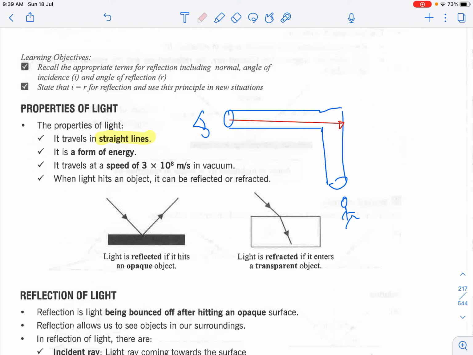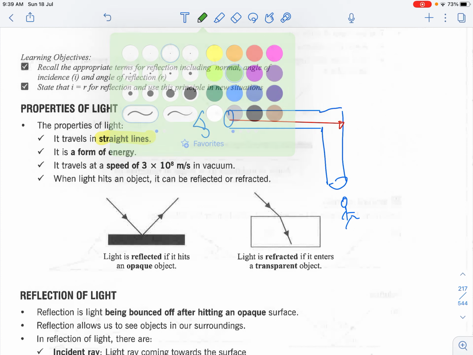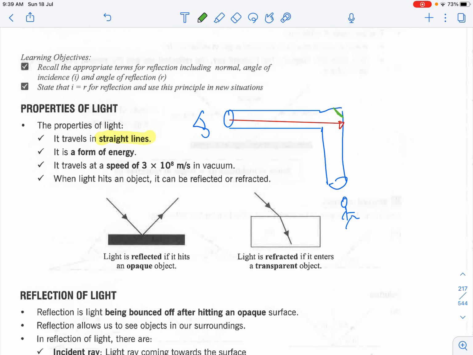However, with the presence of, let's say, a mirror here, let's say this is a plane mirror, then the light will hit onto the mirror and then be reflected, and then you'll be able to see the person.